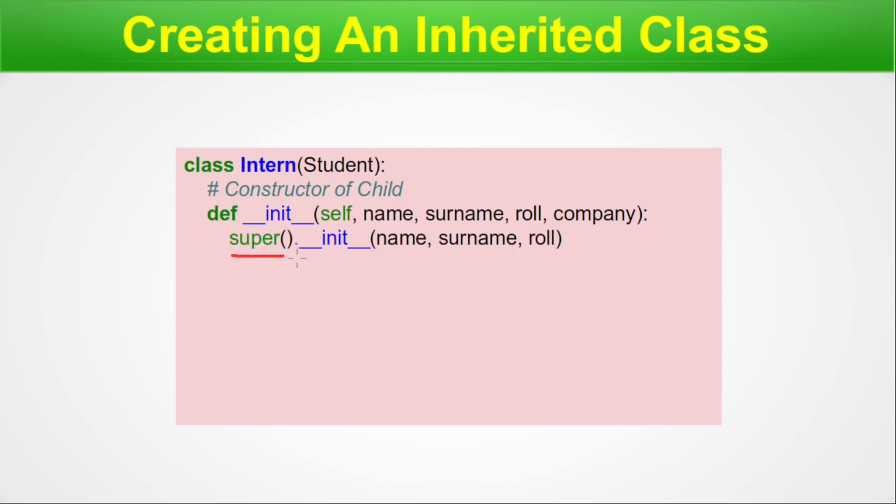Next, super, then __init__, then name, surname, role. So you can see we are not writing this code again. Rather, we are inheriting from the superclass. You can see super is here, then __init__, the name, surname, roll number. So it will go to the parent class and do all this initialization of the attributes and come back to here. The only extra thing we have here is self.company, and the company value will be written to this attribute here.